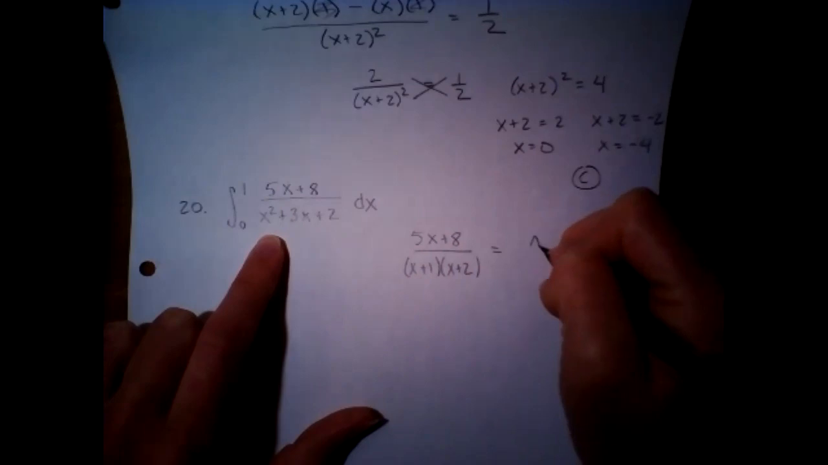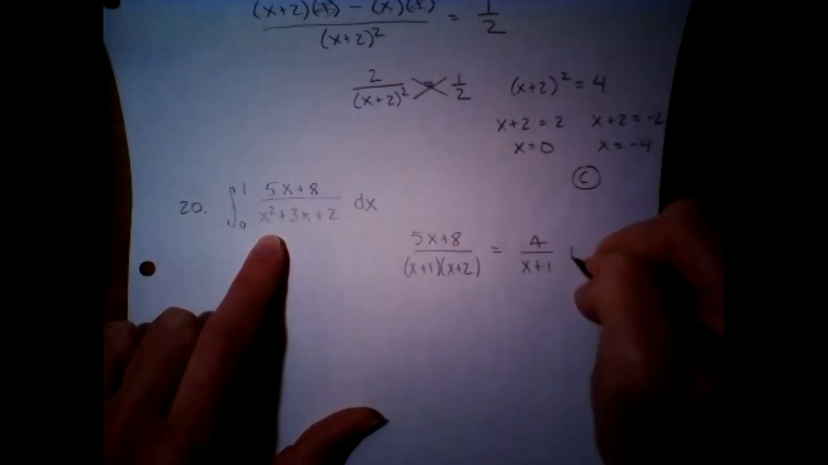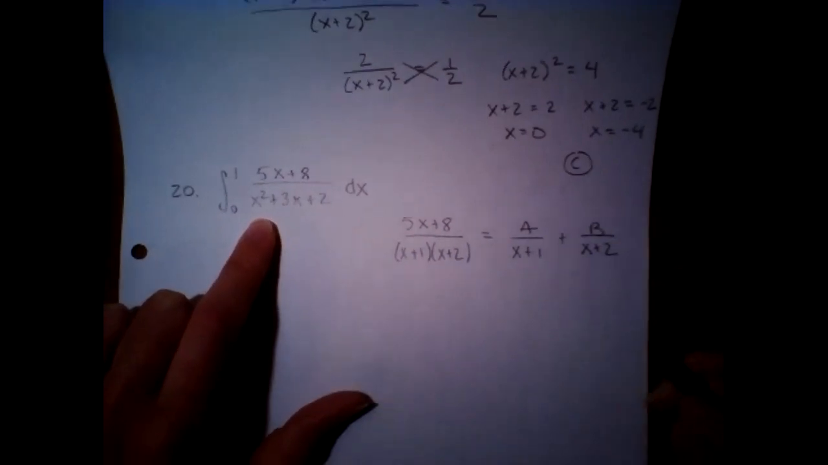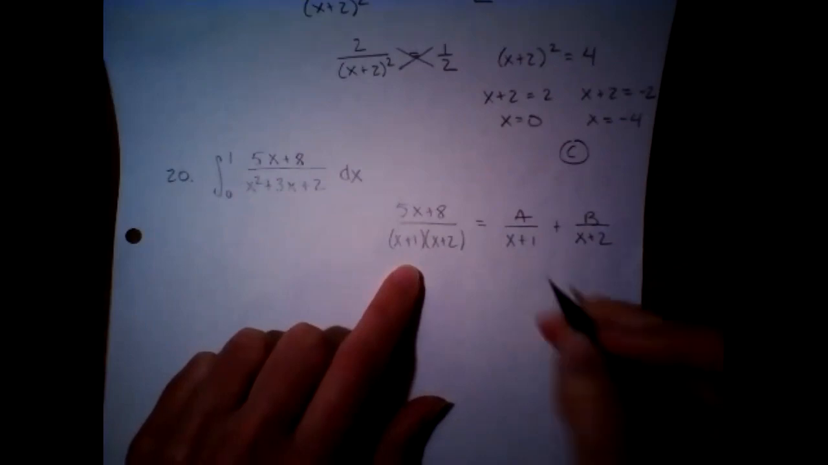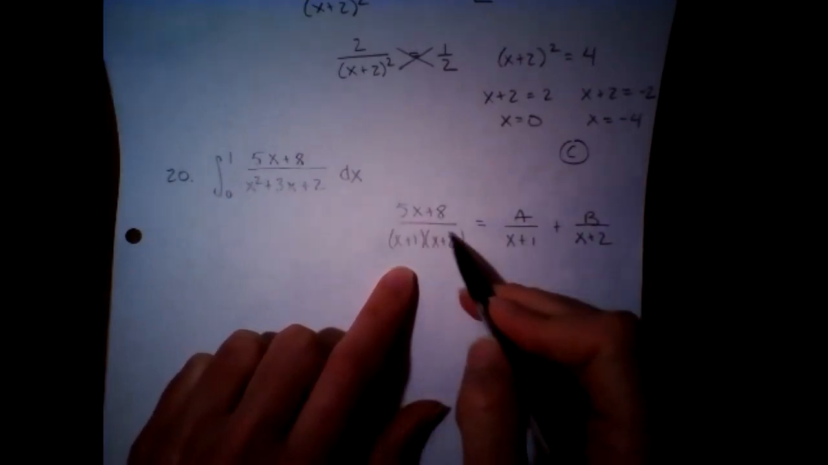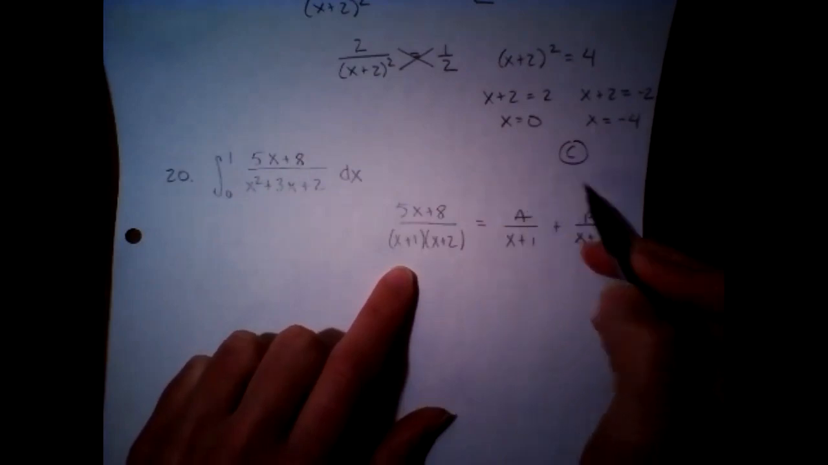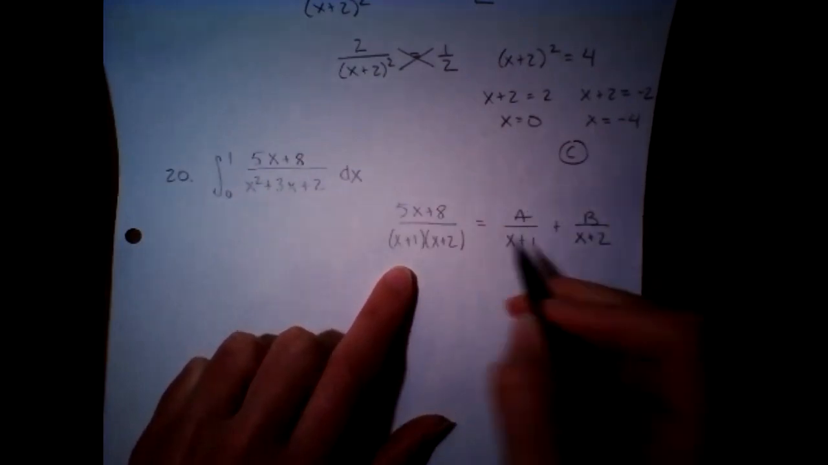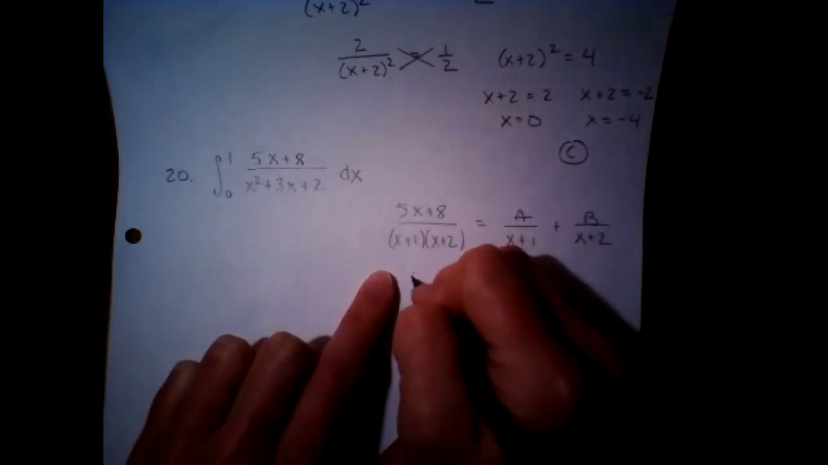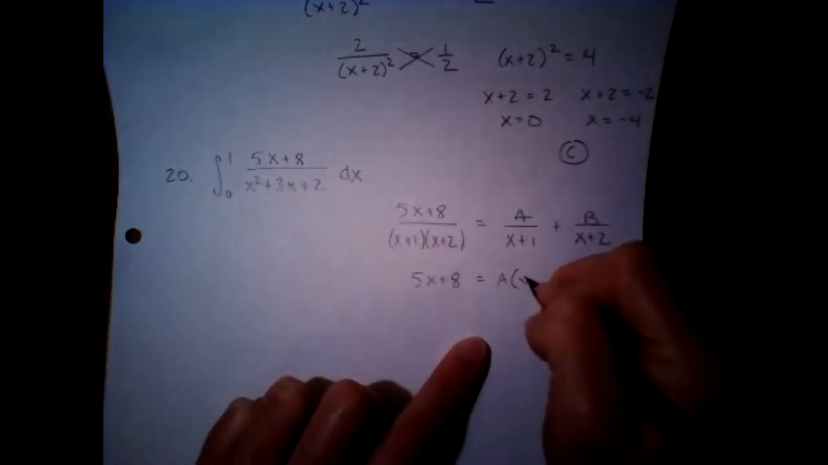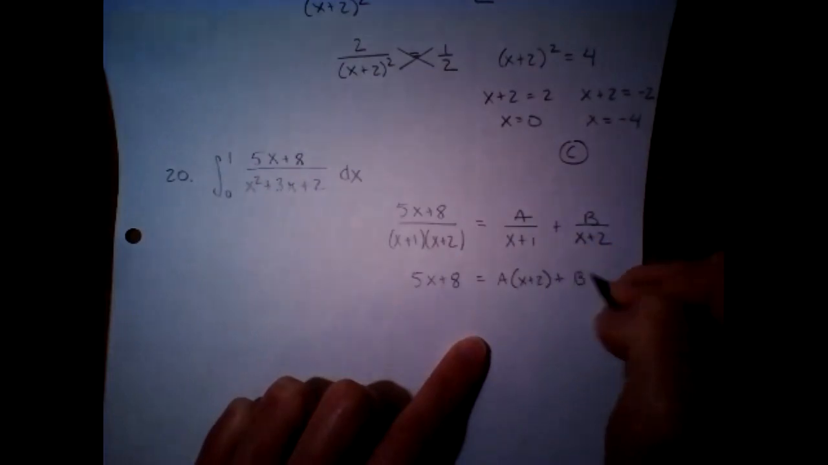And so we're going to try to write this as something over x plus 1 plus something over x plus 2. And this is just mountains of algebra with hardly any calculus. We're going to multiply through by this common denominator. Now you can write x plus 1, x plus 2 multiplied to each of these if you want. But for this first one, they're both going to cancel. And then for this one, we're going to have a times x plus 2. And then we'll have b times x plus 1.